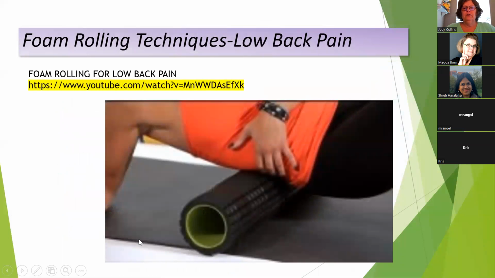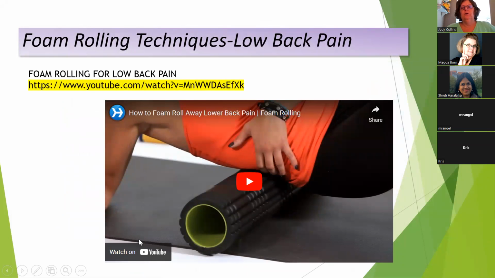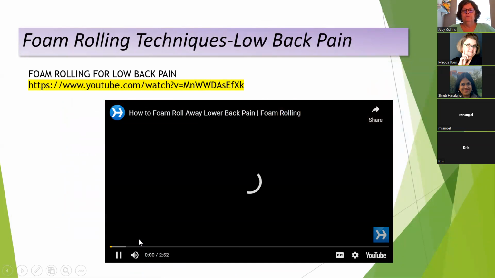So we're going to watch a video on foam rollers. If you already know how to use these, maybe you can just eat some lunch and check out for a second, but we're going to try to see if this works for you. This is specifically, this gal is showing this for low back pain.